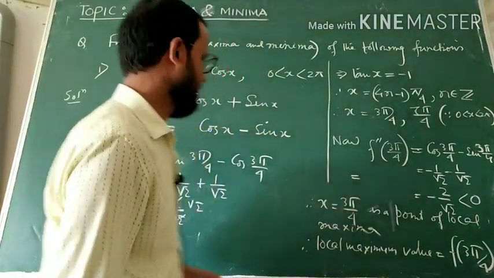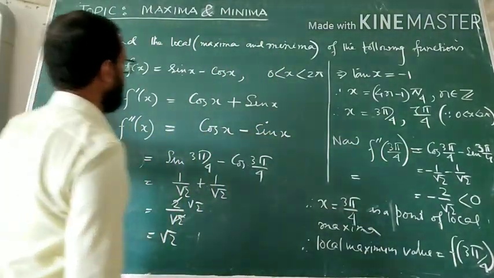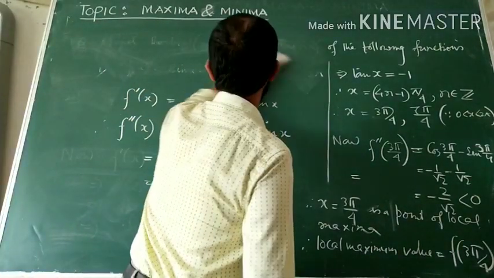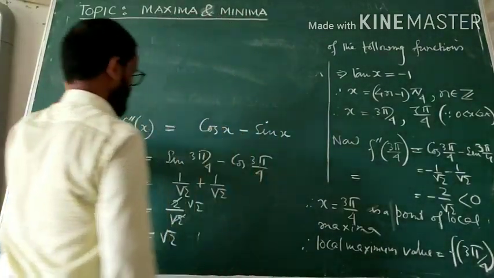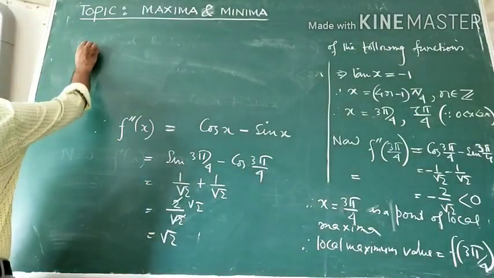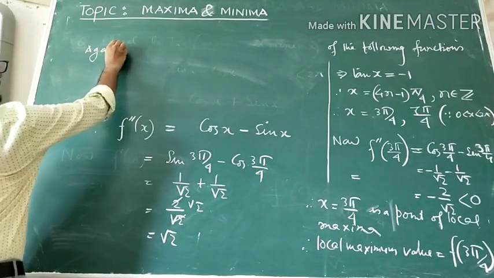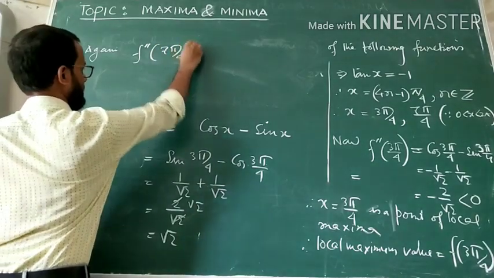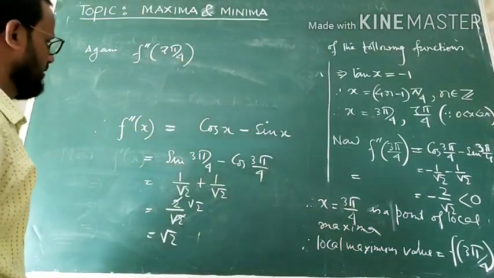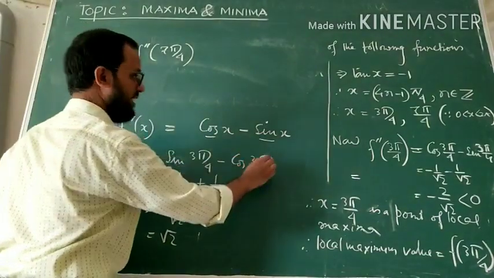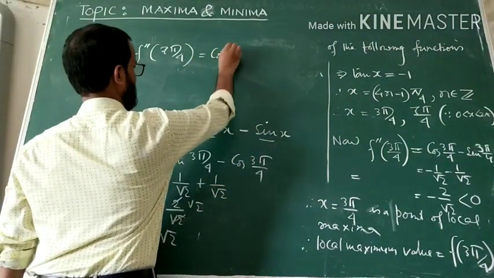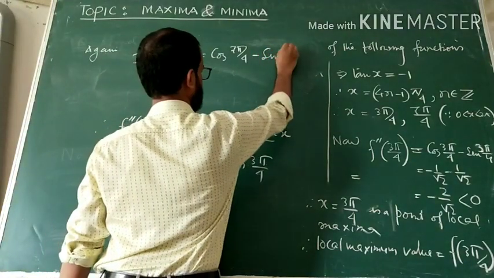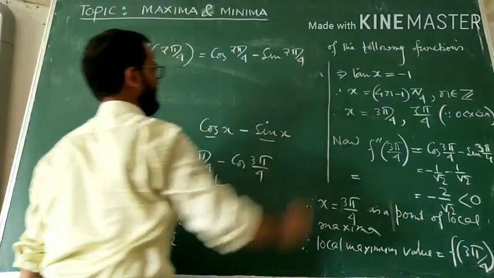Now check at 7 pi by 4. Again, the second order derivative test. f double dash 7 pi by 4. What is f double dash x? f double dash x is equal to cos x minus sin x. So cos 7 pi by 4 minus sin 7 pi by 4.